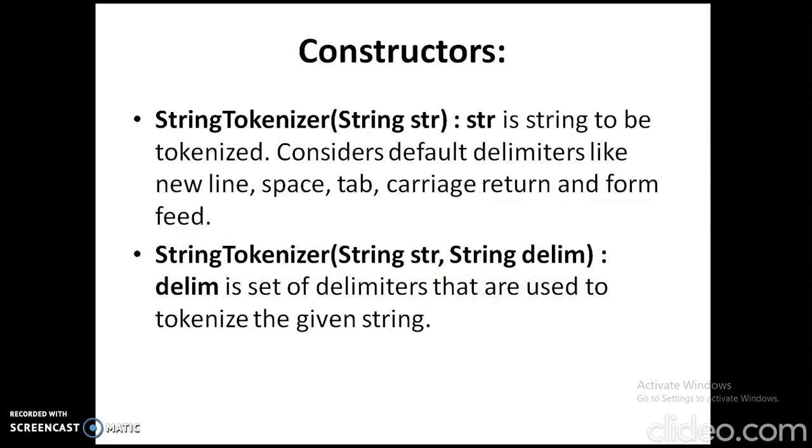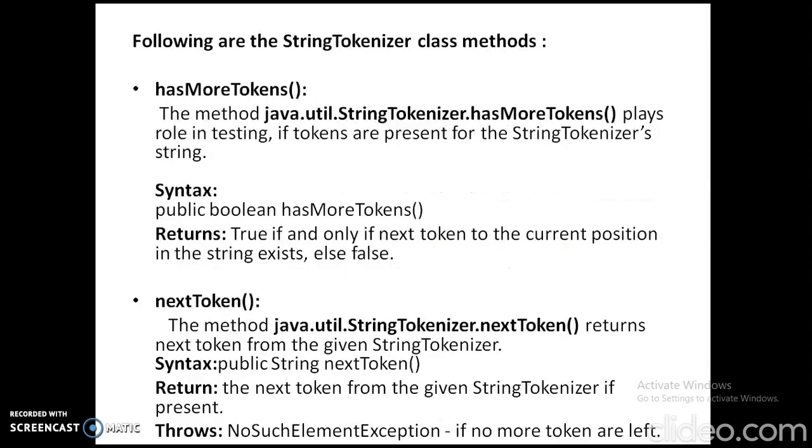So the task of the string tokenizer constructor is basically to take the string and, based on the delimiter, break that into tokens. We also have certain methods of the string tokenizer class, which are helpful in dealing with the program.